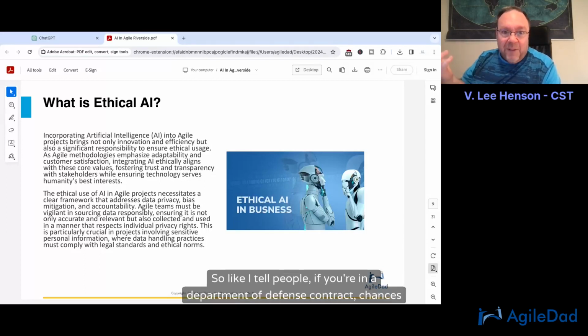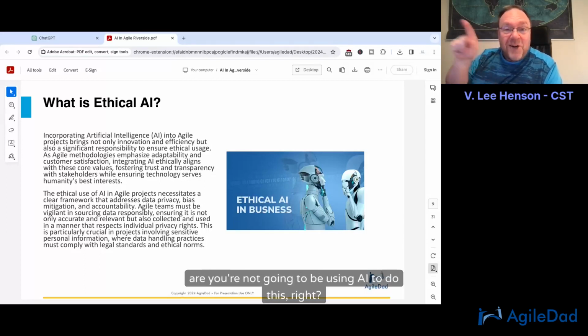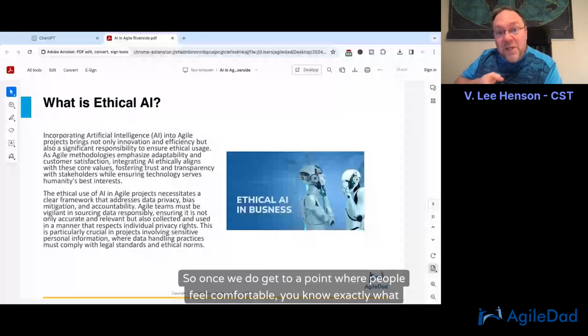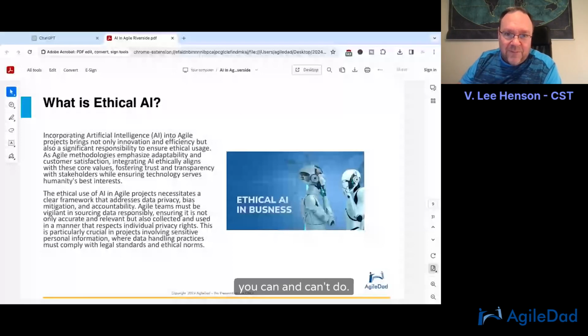Like I tell people, if you're on a Department of Defense contract, chances are you're not going to be using AI to do this, right? But this is still a good tool for you to use to learn how to leverage and to learn how to prompt right. So once we do get to a point where people feel comfortable, you know exactly what you can and can't do, all right, let's continue.